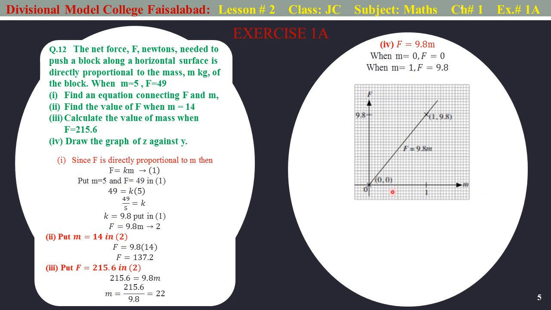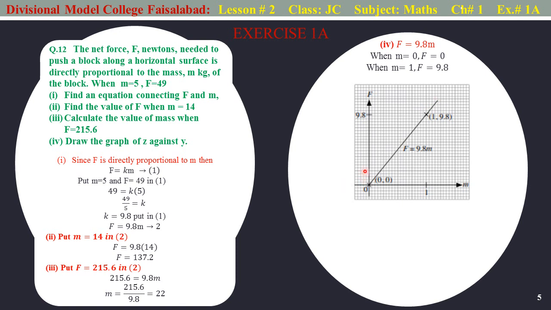Take a graph, draw two axes, because there are two quantities m and F. So draw one line and label it as m, and the other line which is along the y-axis and label it as F. So when m is 0, F is 0, this point. When m is 1, F is 9.8. So we will join these two points to get a straight line and produce it on the other side.